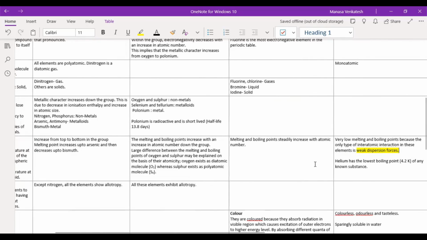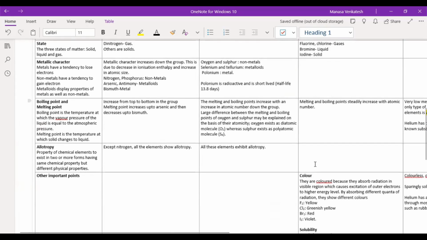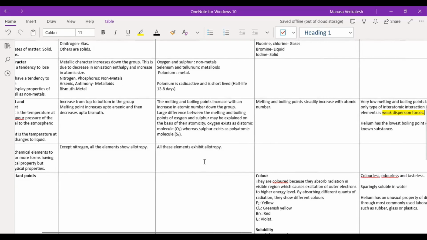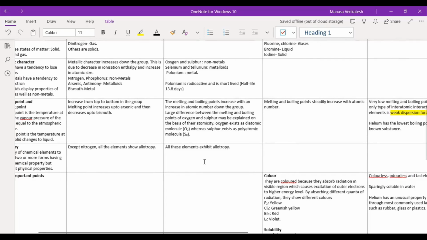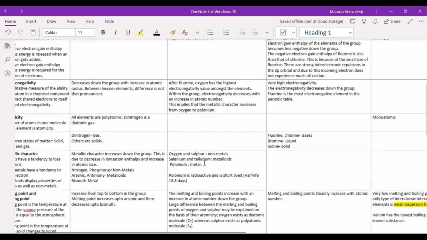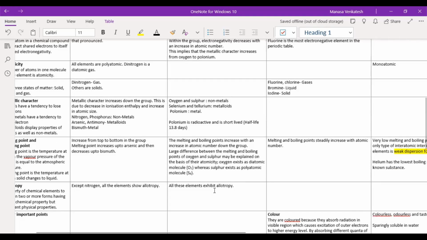So, yeah. Next is the allotropy property. If you think about allotropy, the first thing you think about is carbon's allotropes, graphite and diamond. They have the same atom, but they have variation in physical properties, though they have similarity in terms of chemical properties. In the nitrogen family, all the elements except nitrogen show allotropy. And in the oxygen family, all these elements show allotropy.